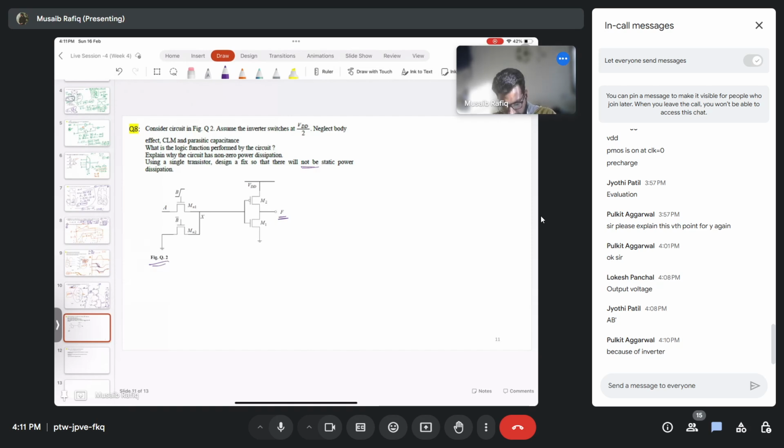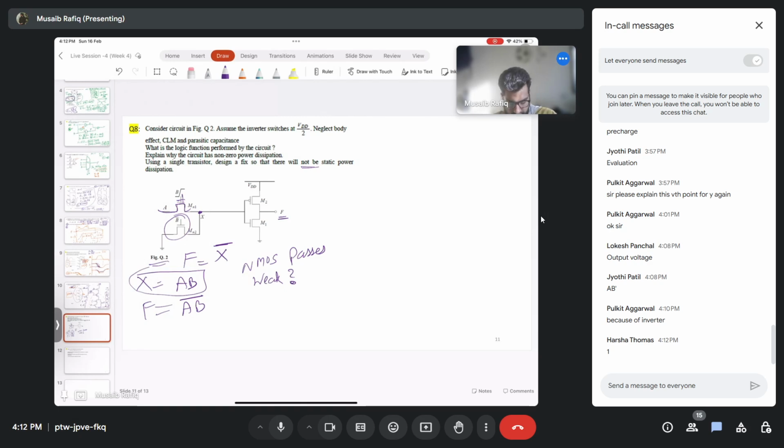So now let me show the solution. F is equal to X complement, right? And X is your AB. You check it. It will be 1 only when A equal to 1, B equal to 1, and rail to rail swing is provided by this part. So F is equal to AB whole bar. Now why does it have a non-zero power dissipation? Because of this NMOS. NMOS passes weak what? 0 or 1? Exactly. NMOS passes weak 1.